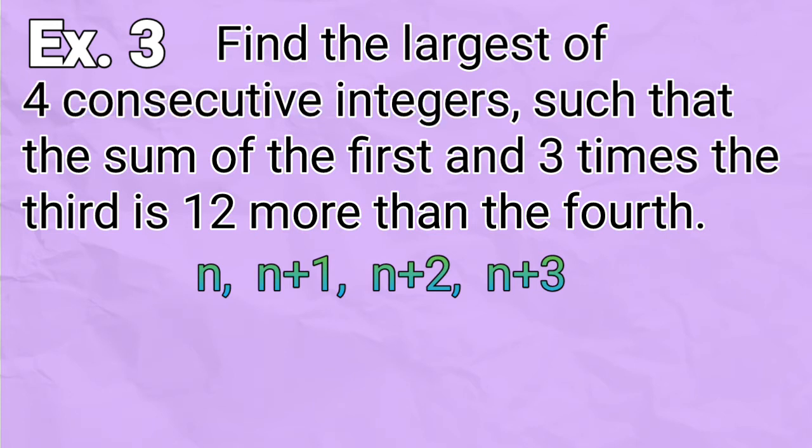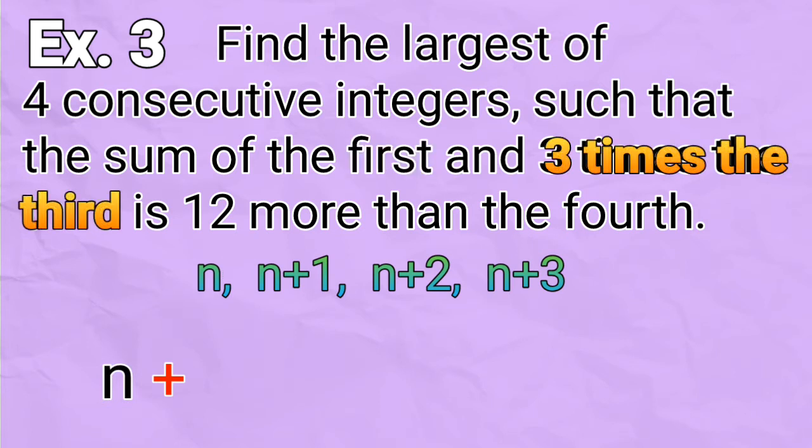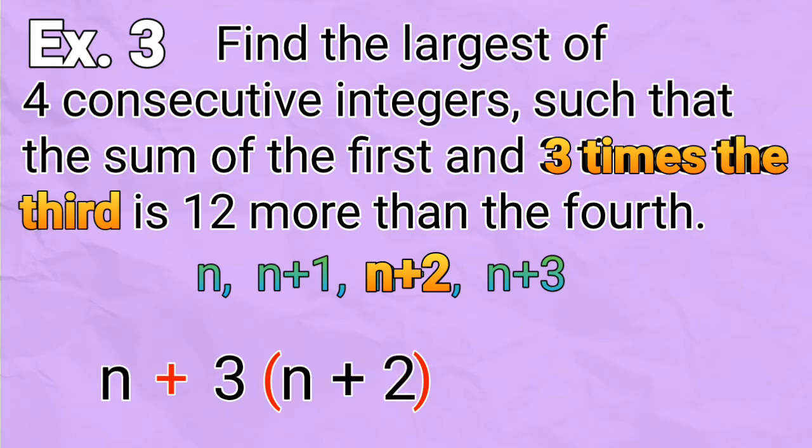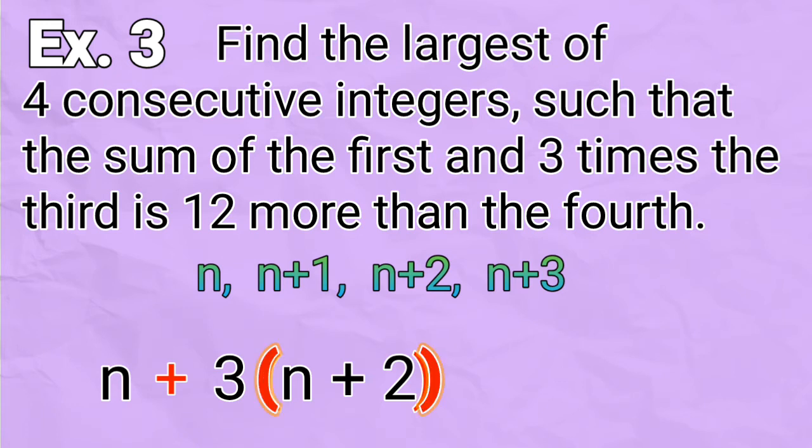Next, we see the word sum. So that tells us that we'll be adding things. So what will we be adding? It says the sum of the first, that's n, and 3 times the third. So that's 3 times the third, n plus 2. Now you have to make sure that you put parentheses, otherwise the problem will come out wrong.